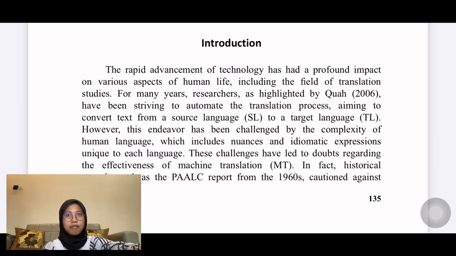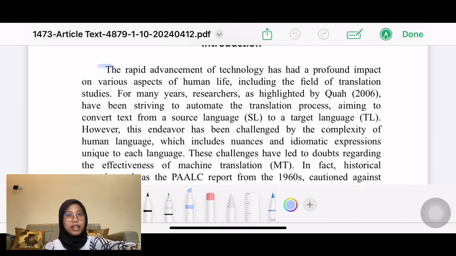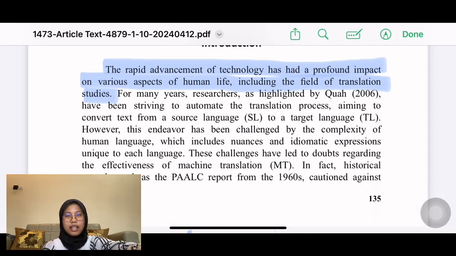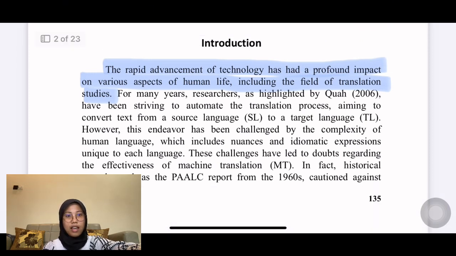We can look at the first sentences. The author begins by stating, "The rapid advancement of technology has had a profound impact on various aspects of human life, including the field of translation studies." Here, he introduced the general topic, how technological progress has affected translation, and this belongs to background because background usually provides a broad introduction to the field, sets up the context, and shows why the topic is important.